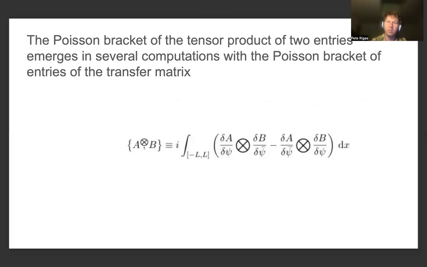And so the Poisson bracket of the tensor product of two entries emerges in several computations with the Poisson bracket from the entries of the transfer matrix. So this is just to reiterate and reemphasize that, with these types of expressions and computations, we're obviously not going to be able to escape the fact that we'll need to further expand on the computations of the nine Poisson brackets that were computed for the first set of relations from the Poisson bracket of the entries of the transfer matrix.